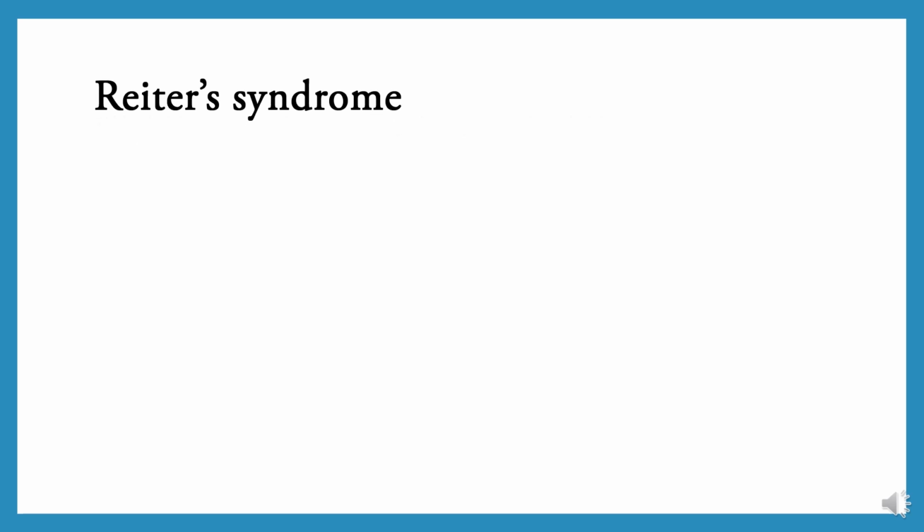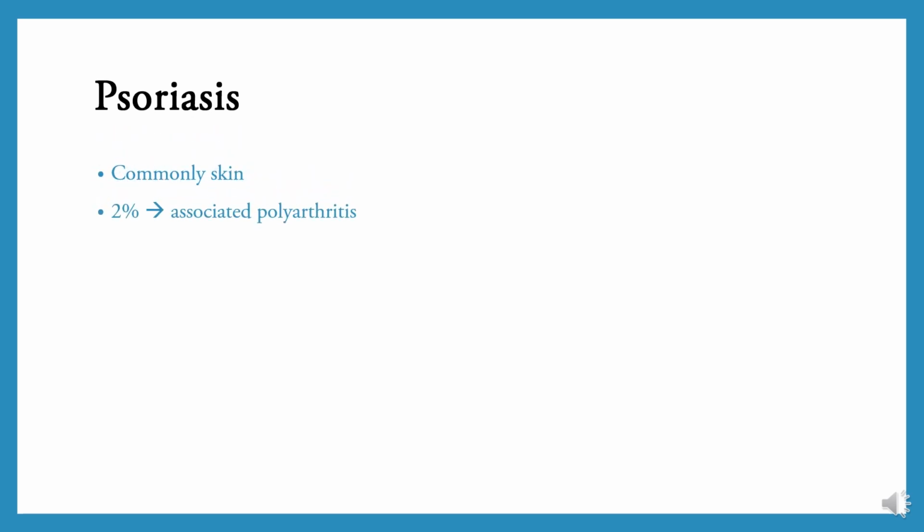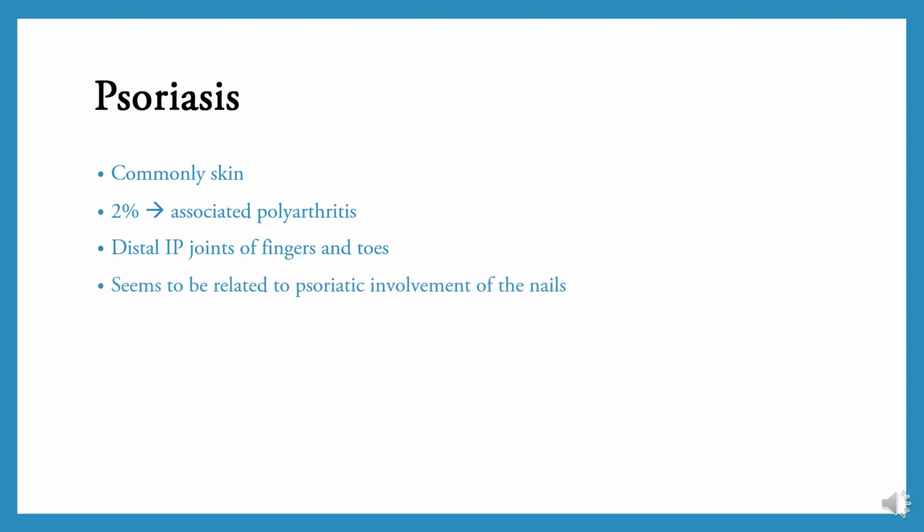Reiter syndrome: there is evidence of arthritis, conjunctivitis, and seronegative asymmetric arthritis. It is secondary to venereal infection or bacillary dysentery. It occurs mostly in males, with arthritis of the lower extremities and a close relation to HLA-B27. For psoriasis, it commonly occurs in the skin, with 2% associated with polyarthritis in the distal IP joints of the fingers and toes. It seems to be related to psoriatic involvement of the nails.